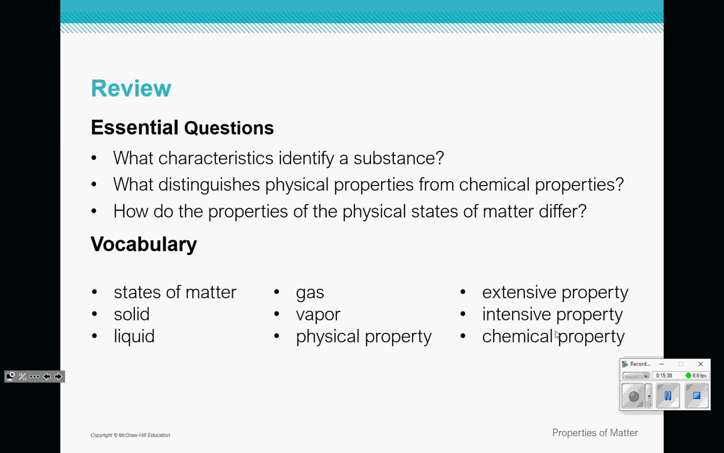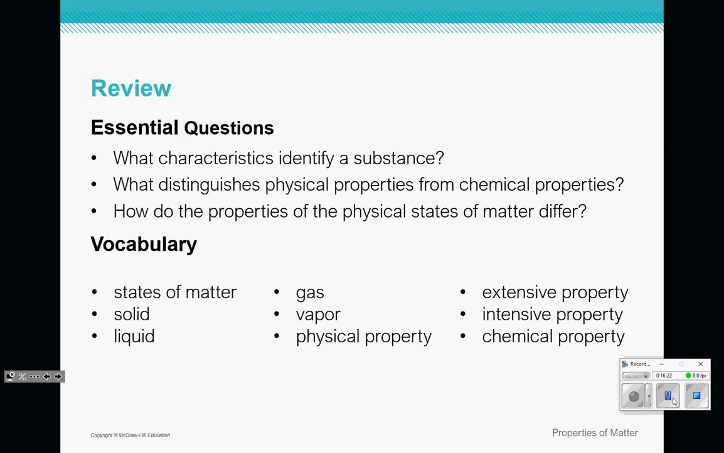That's right. The main one is that physical properties you can observe without changing the composition at all of the compound or element or whatever substance you're looking at. Whereas in chemical properties, you can only really observe those properties if you change that substance and its composition. We're not talking about state changes. That would be back to physical properties. And how do the properties of physical states of matter differ? So how does a solid differ from a liquid, differ from a gas?